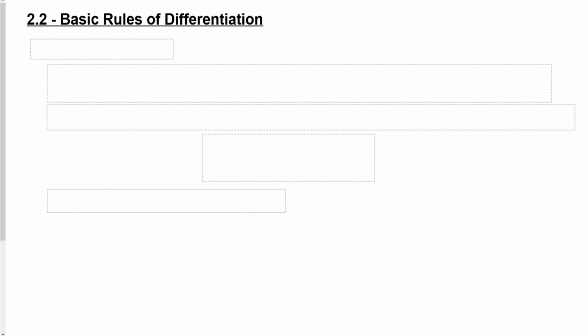In this section, we're going to talk about basic rules of differentiation. First, we're going to expand upon our concept of a derivative and create what's called a derivative function.